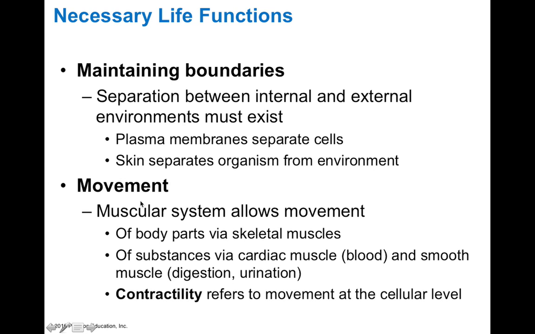We also need to be able to produce movement. So our muscles help us to move our skeleton around. We also have other muscles that include cardiac muscle to move blood, like pumping blood. Your heart can do that. As well as smooth muscle, which is involved with things like digestion, because it can propel stomach contents through your digestive tract. And also the urinary system uses smooth muscle in order to expel urine.